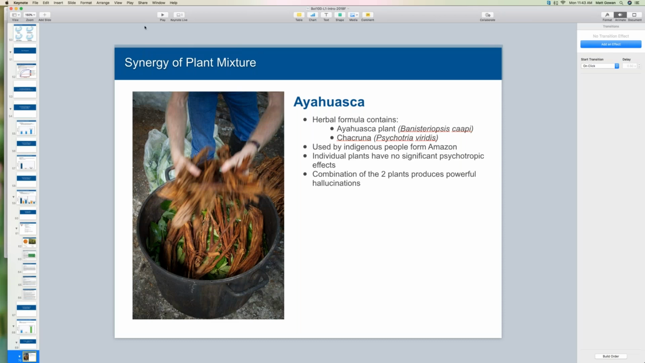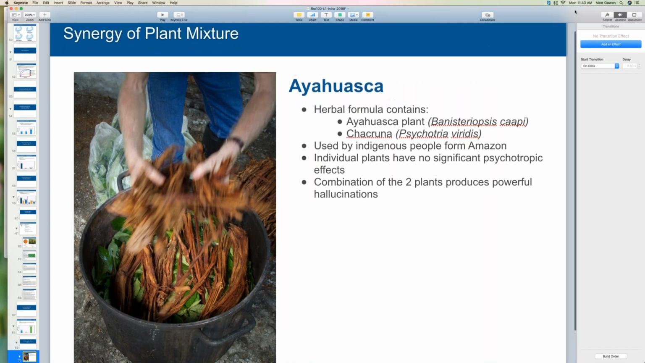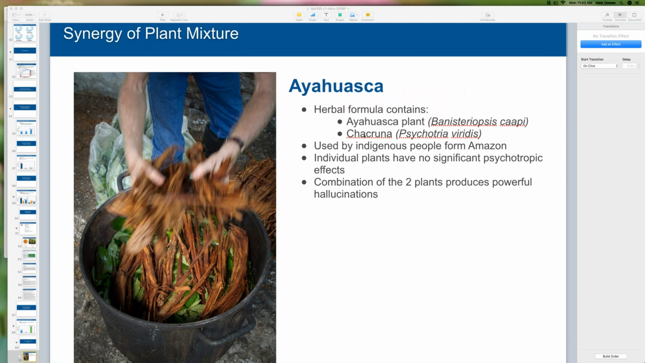But anyways, when you look at the ayahuasca, it's made of a few different plants, okay? So there's the ayahuasca plant itself, and there's another plant called chacruna. And you need both these two plants brewed together in order to have the beneficial effect. Now, ayahuasca, as an aside, has been consumed by indigenous people in the Amazon for thousands of years. And I don't know how they were able to figure out that one herb alone doesn't do anything. But when you combine the two of them, suddenly it has this very powerful hallucinogenic effect.